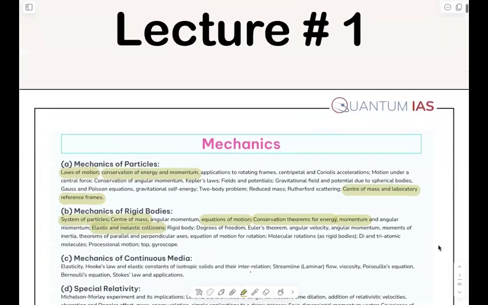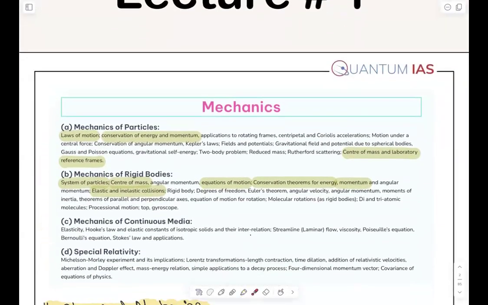Okay, so till now we have started with the laws of mechanics, then equation of motion, then we have seen the conservation theorem of energy and momentum. Both of them are repeated, both for particles as well as rigid body, right? Few more topics we will be covering on rigid bodies. Then we have seen the center of mass and laboratory frame of reference. Then we have seen the system of particles, center of mass, elastic and non-elastic collision.